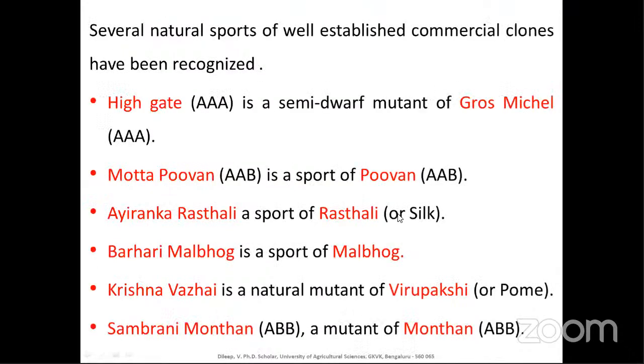So remember that. Several natural mutants have been obtained. That is Highgate from Gros Michel. You have to remember these mutants. Motta Poovan from Poovan, Arunkarpoora from Rasthali, that is Nanjangud Rasabale, Bihari Malbog from Malbog, Krishna Vazhai from Virupakshi, that is hill banana, and Sampoorna Monthan from Monthan. Okay, the genomic group is not essential. You just note down what the mutants are. These are the natural mutants.